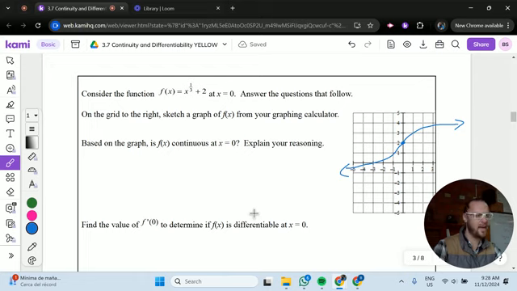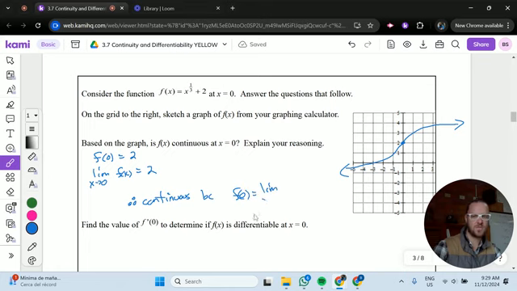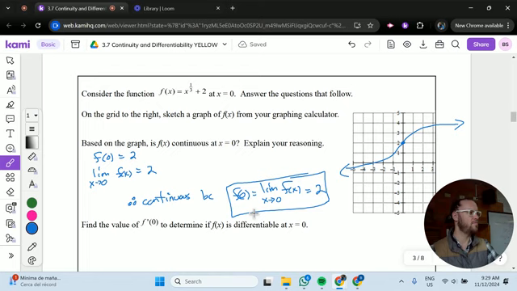Then is it continuous? So again, we can use our graph, but we've got to do our 3-point definition. So does f of 0 exist? Yes, it's 2. Does the limit as x approaches 0 of f of x exist? Yes, it's 2. Therefore, it's continuous. And our reasoning is that f of 0 equals the limit as x approaches 0 of f of x, which equals 2. This is the key. That's our main point in that 3-point definition.